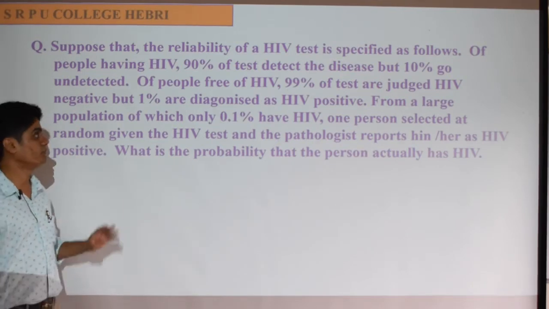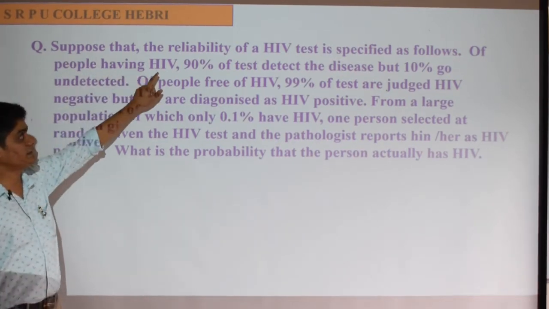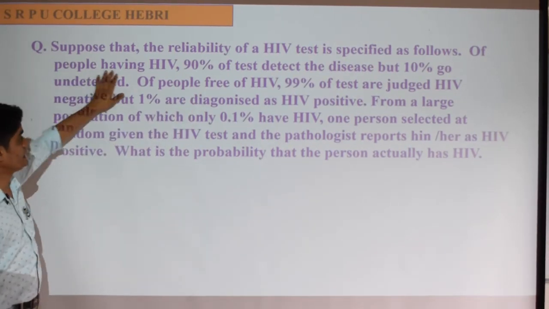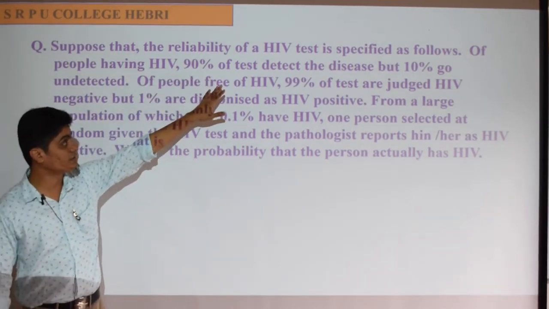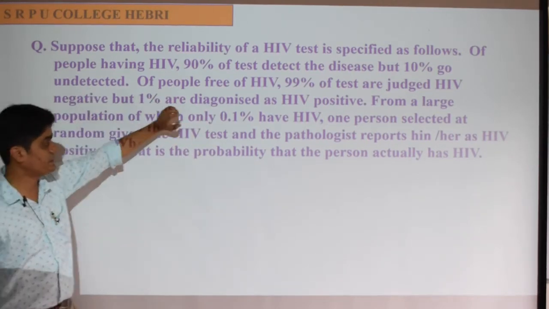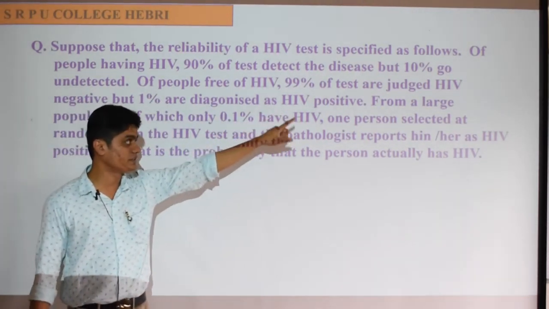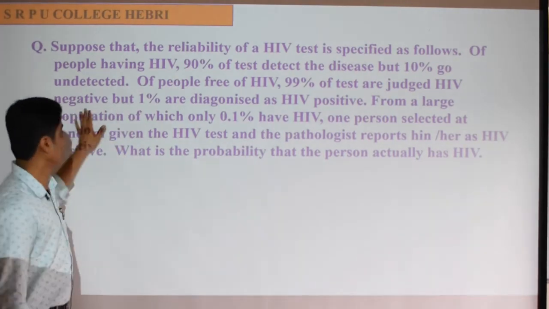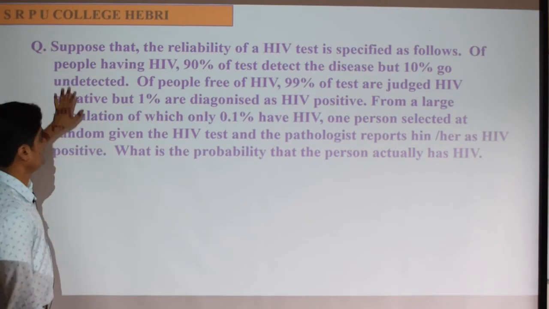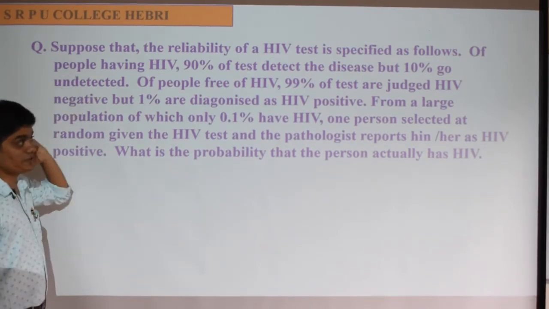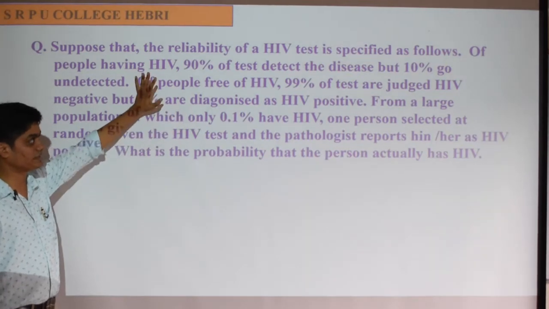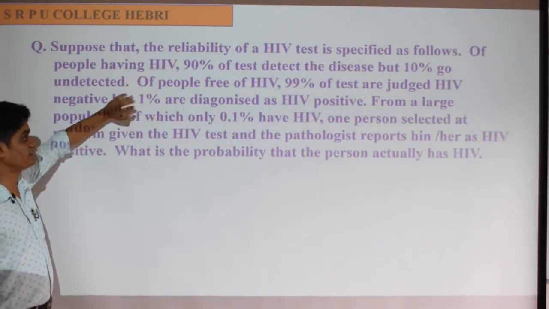particular problem. Suppose that the reliability of the HIV test is specified as follows. Of people having HIV, 90% of the tests detected the disease, but 10% go undetected. Of people free of HIV, 99% of tests are judged HIV negative, but 1% diagnosed as HIV positive. Read the question carefully. Note down the numbers correctly. There are extra numbers, so don't write all the numbers, only some numbers are needed. Okay, it's to understand this data.